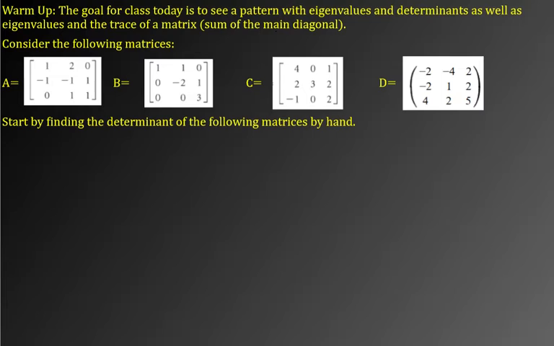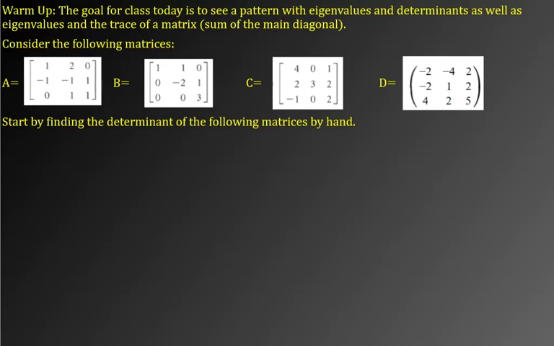So the plan for today is to show you a very weird and very cool pattern that relates eigenvalues to determinants, and also eigenvalues to the trace of a matrix, which again is the sum of the main diagonal. I'm going to try to prove both of them, but they are pretty tough proofs, to be fair. So they'll be a little bit hand-wavy, but at least kind of show you the idea behind both of these.